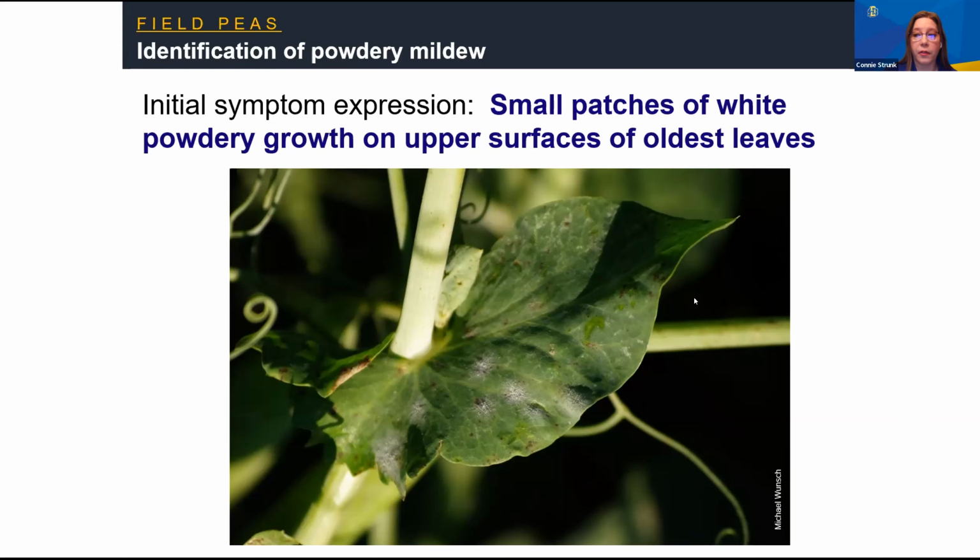A lot of folks, depending on the year, have seen some little bit of powdery mildew out there. We can find it not only in our pulse crops, but we can find it in wheat and in our other crops here in the state. What powdery mildew will look like really early on is just some very small patches of white, what look like powder, growth on that upper surface of your oldest leaves. So you're going to tend to find it on the oldest leaves first.